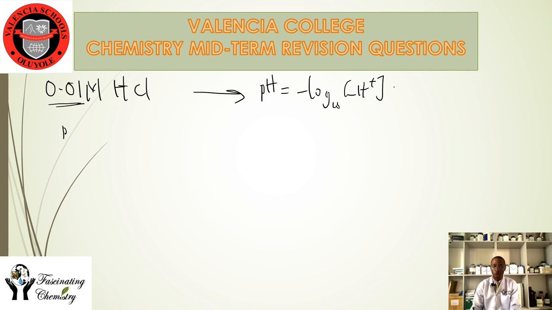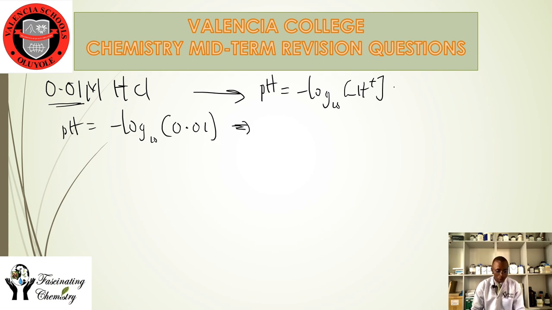So the pH of your HCl equals just a minus log to base 10. You don't have to write anything when you are typing this on your calculator. Just a minus log of, and the value is 0.01. Then you get your answer. It should give you a positive value.